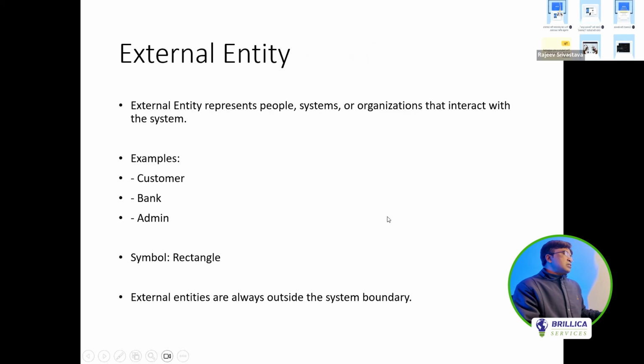So first, talking about external entity. What actually is an external entity? External entity represents people, systems, or organizations that interact with the system. Its examples are customer, bank, and admin. Its symbol is a rectangle. External entities are always outside the system boundary.